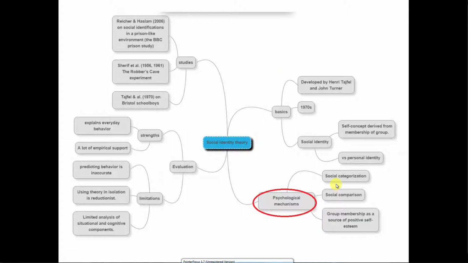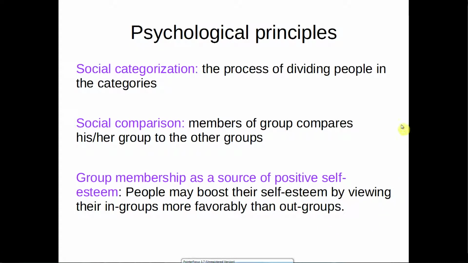Let's move on to the psychological mechanisms. There are three psychological mechanisms underlying SIT. The mechanisms are social categorization, social comparison, and group membership as a source of positive self-esteem. Social categorization means an individual's process of dividing people into categories. The differentiation between in-groups and out-groups is based on social categorization.